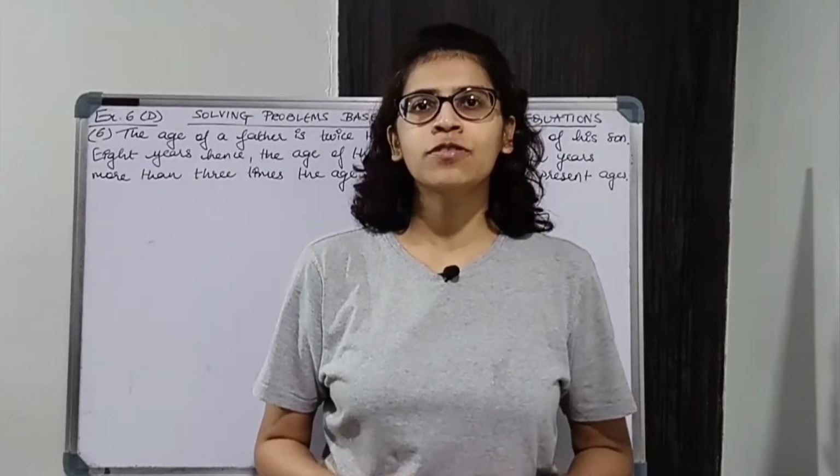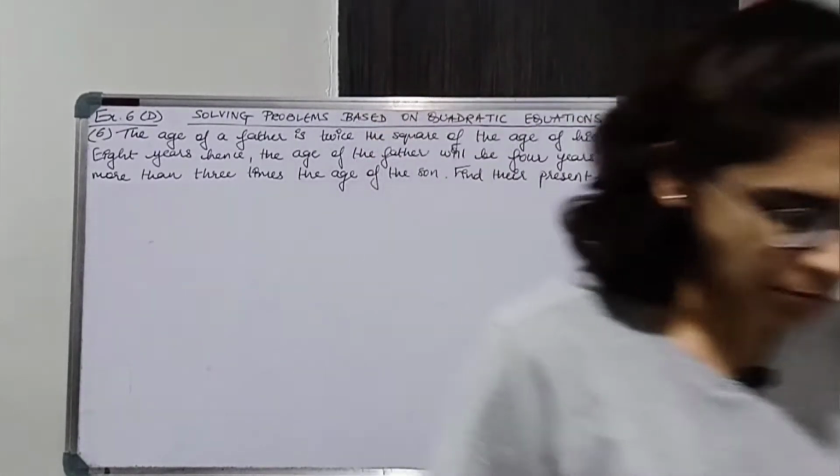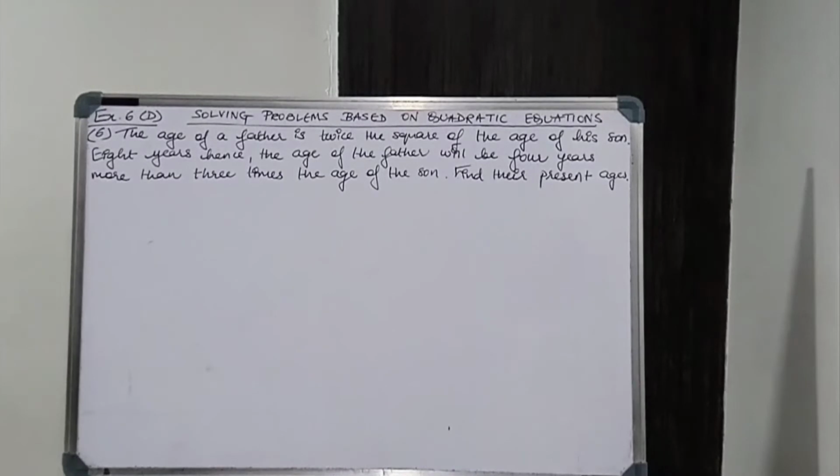Coming to next question, question number 6. The age of a father is twice the square of the age of his son. 8 years hence, the age of the father will be 4 years more than 3 times the age of the son. Find their present ages.